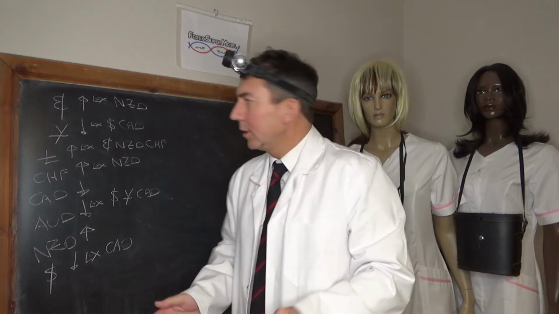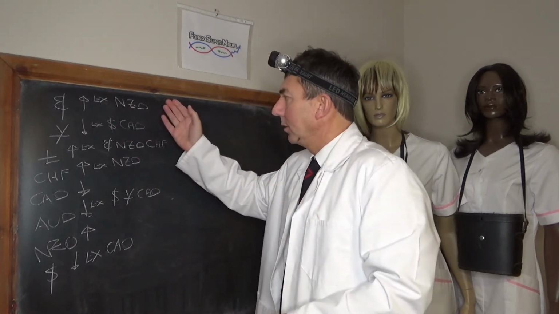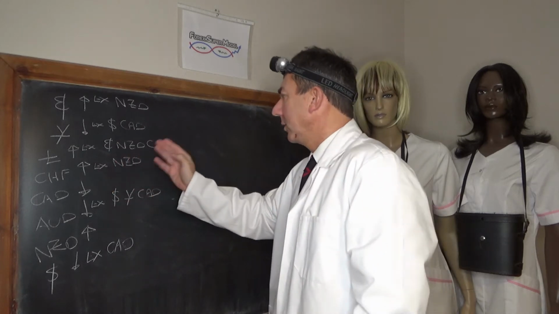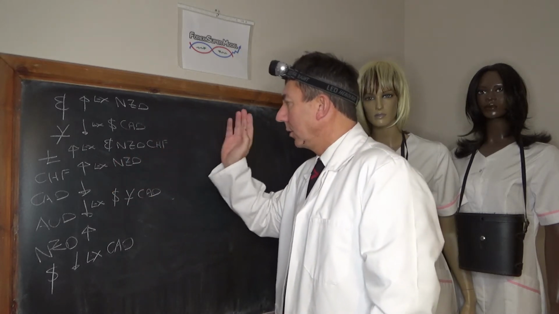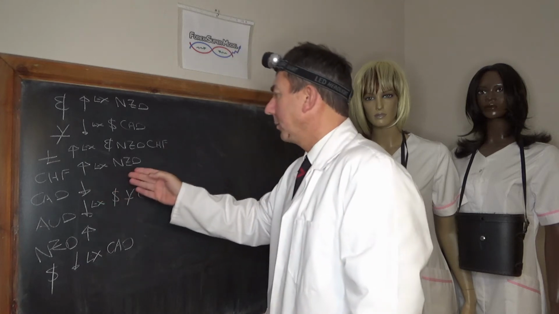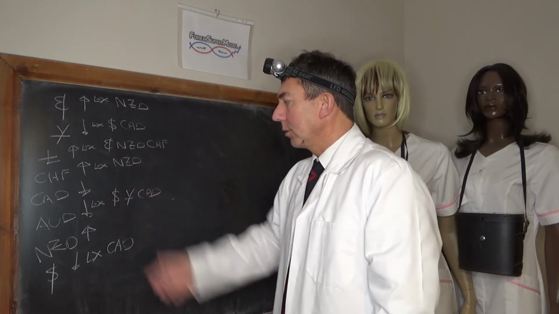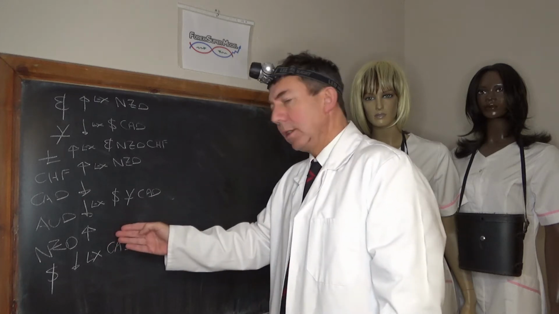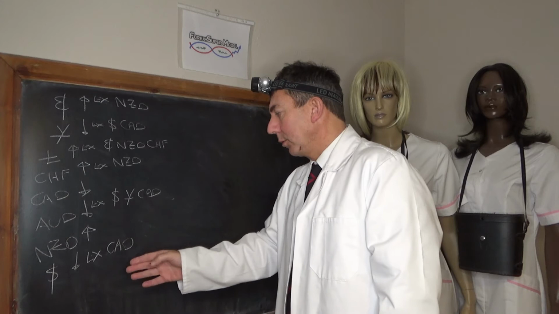Right, we've written up the flows then. So the euro is strong except against the New Zealand dollar. The yen is weak except against the dollar and the CAD. The pound is strong except against the euro, the New Zealand dollar and the Swiss. The Swiss is strong except against the New Zealand dollar. The CAD is weak across the board. The AUD is weak except against the dollar, the yen and the CAD. The New Zealand dollar is strong across the board, and the dollar is weak except against the CAD.